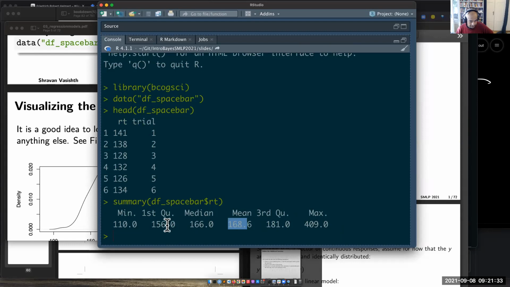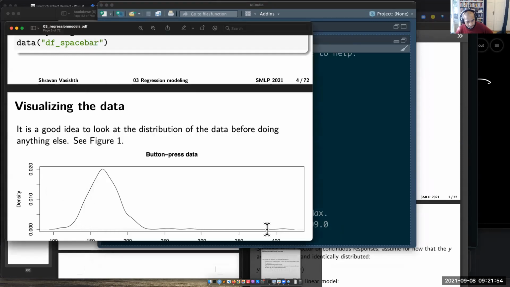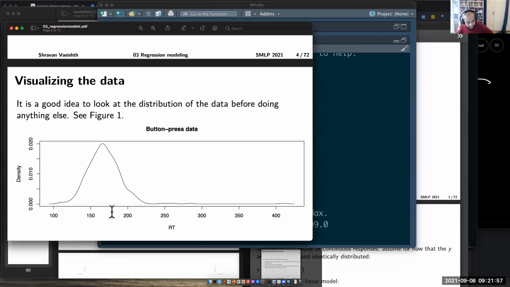The first quartile, so 25% of the data is to the left of 150 milliseconds, right? The third quartile is 181 milliseconds, okay? So 25% of the data is to the right of 181 milliseconds, but the maximum is 400. That tells me that there's a skew. And if I plotted this graphically, I would see the skew. You see this? There's a heavy right skew here.